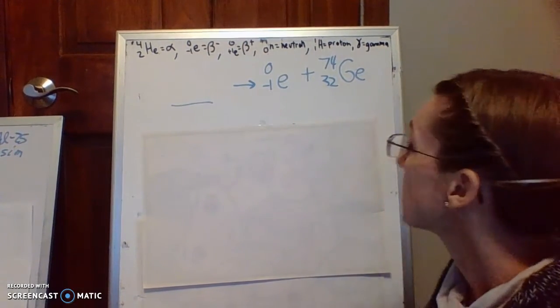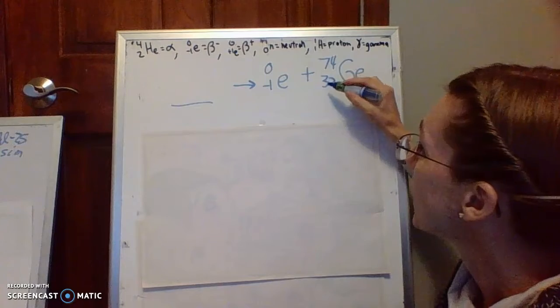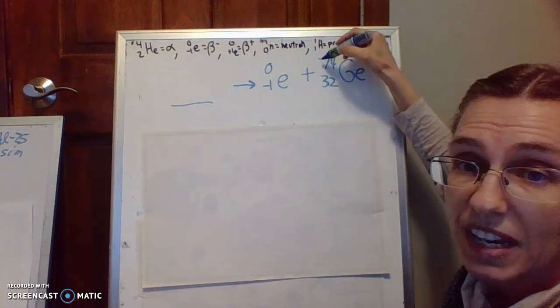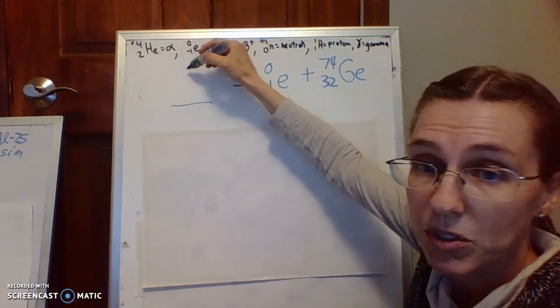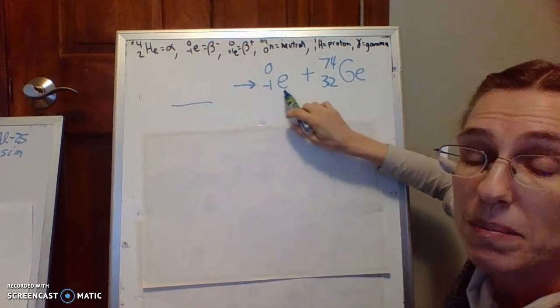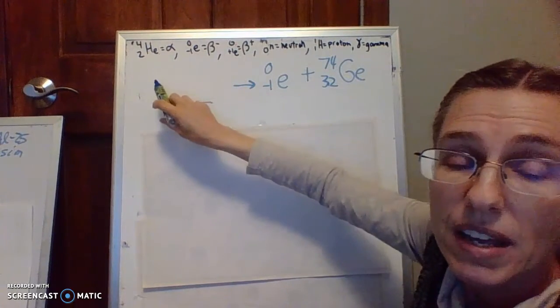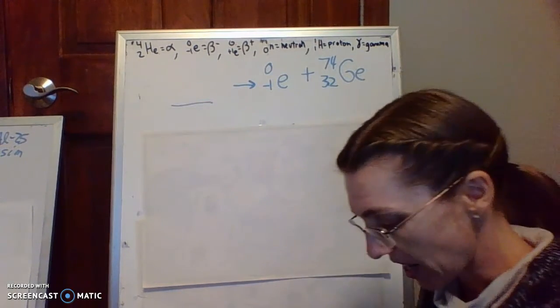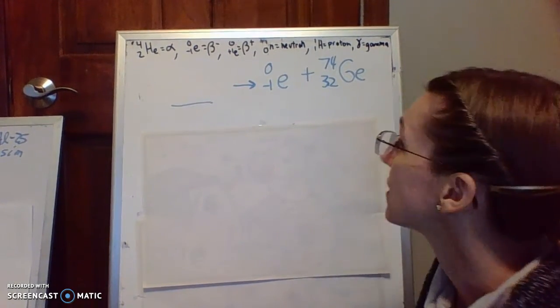And the thing that we want to make sure we have with all of these is that the top numbers on one side of the arrow equal the top numbers on the other side of the arrow. The bottom numbers on one side of the arrow equal the bottom numbers on the other side of the arrow. So let's go ahead and give this a try.